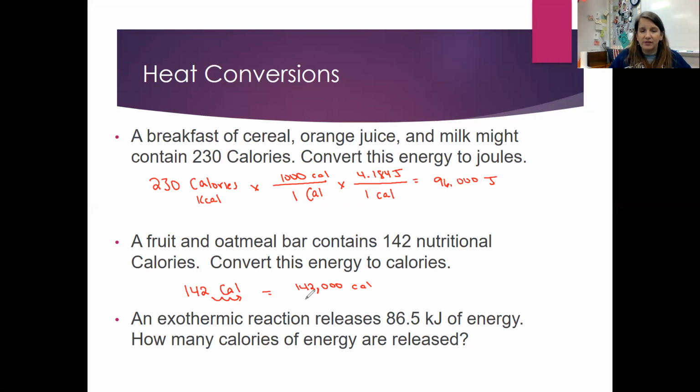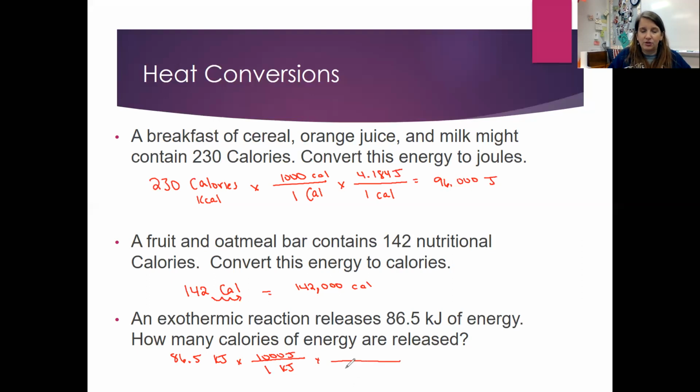An exothermic reaction releases 86.5 kilojoules of energy. How many calories is that equal to? So I've got 86.5 kilojoules. Now I need to get that into joules first. So I know that 1 kilojoule is going to be the same as 1,000 joules.